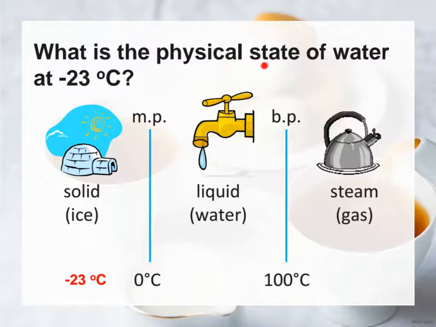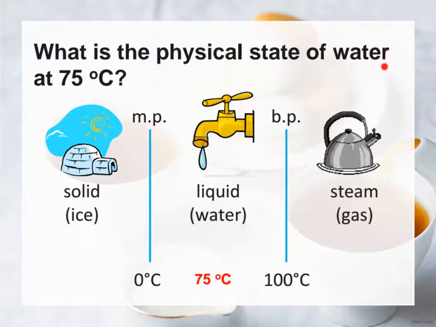What is the physical state of water at minus 23 degrees Celsius? Minus 23 degrees Celsius is below the melting point, and then the physical state is solid. This temperature has to increase to 0 degrees Celsius in order to melt into liquid. As this temperature is below 0, below the melting point, this means that water will exist as a solid.